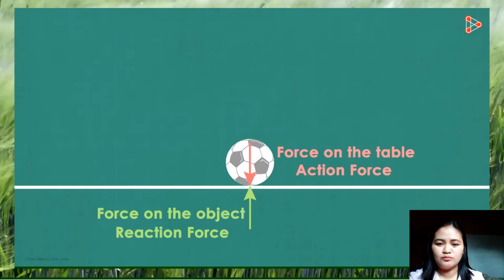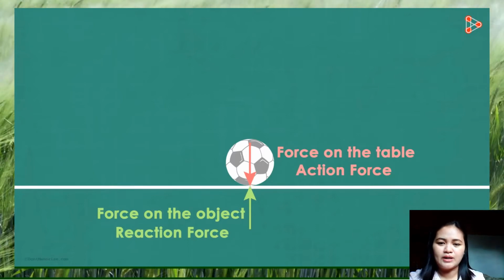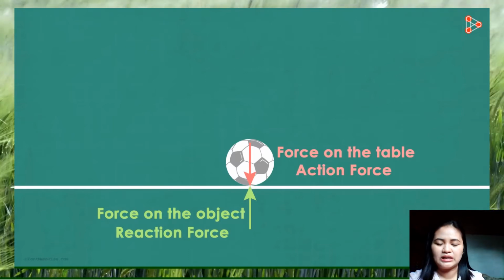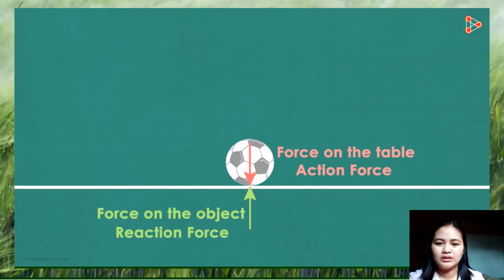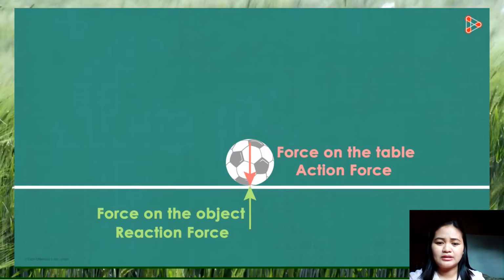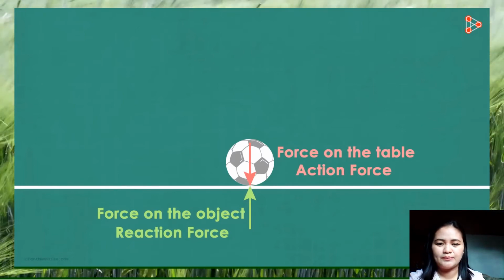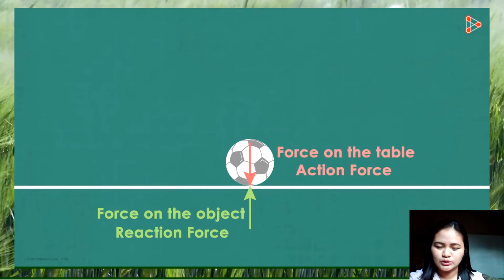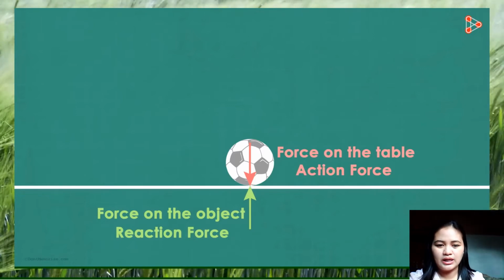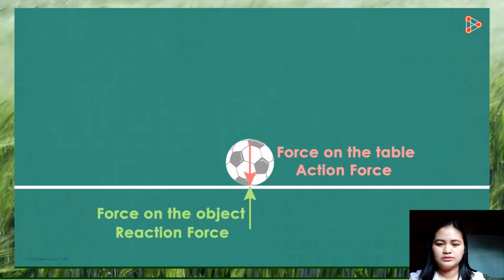So, this ball is not moving because as we learned from second law, whenever the forces are equal, then the object will not move. That is the reason this ball is not moving on the table, because it is having two forces acting upon it. It's from itself, which is downward, and from the table, which is upward. So we have here the action and the reaction. Okay, let's move on.